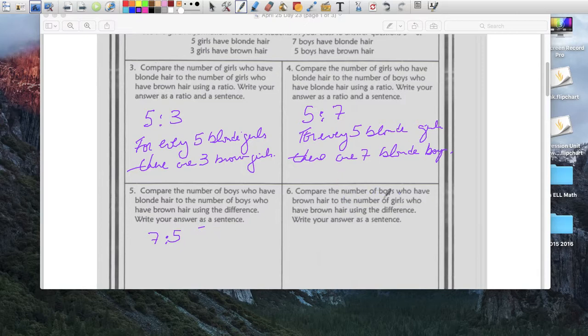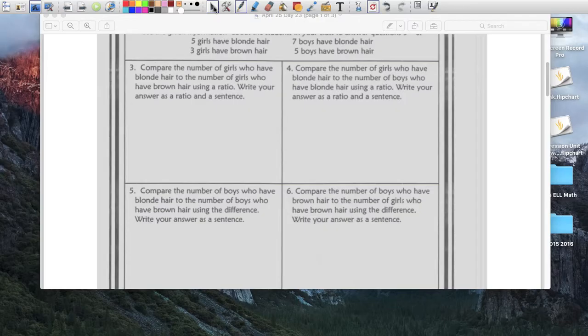Over here, the number of boys who have brown hair, which is 5, compared to the number of girls who have brown hair, which is 3. So it's a 5-to-3 ratio. I don't understand what this is. If you do, let me know tomorrow. Write your answer as a sentence: in this case, 7 blonde hair boys to 5 brown hair boys, whereas this is 5 brown hair boys to 3 brown hair girls. Hopefully that is the answer. Like I said, if you figure it out, let me know.